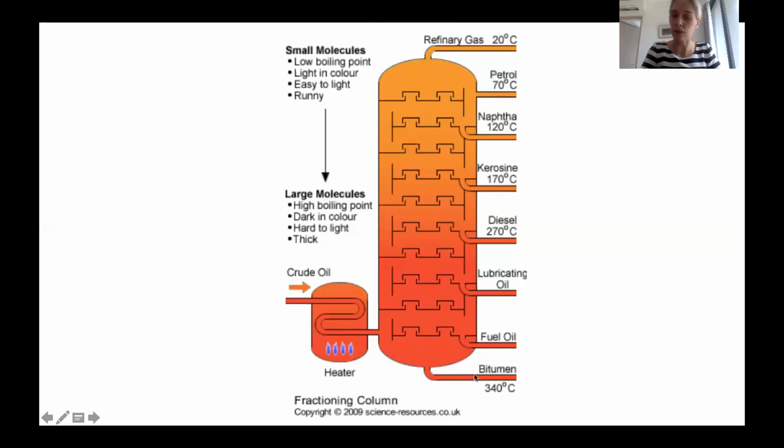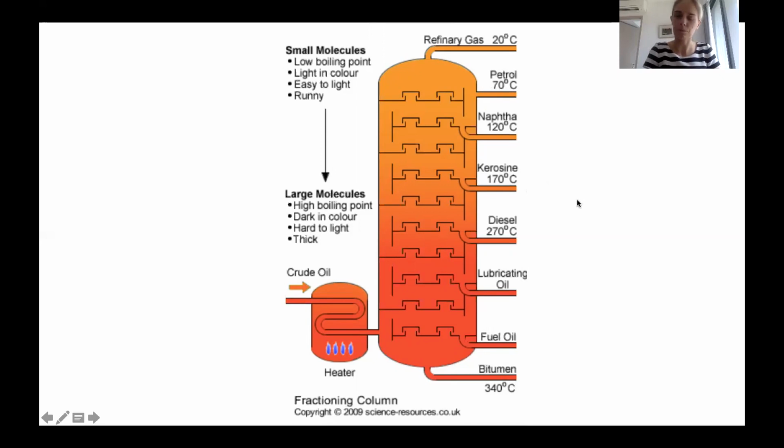So bitumen is the biggest hydrocarbons, followed by fuel oil, lubricating oil, diesel, kerosene, naphtha, petrol. And refinery gases are our methane, ethane, propane, our tiny little alkanes, the one we mostly look at. Petrol is around the hexane to decane section, so our 6 to 10 bit. And then all of these are far bigger carbon chains than we talk about in our alkanes course. So note our small molecules are collected at the top with their low boiling point, their runniness, etc. Our large molecules with their high boiling point and their viscousness are collected at the bottom. So bitumen is a bigger molecule with a higher boiling point than petrol, which is a smaller molecule with a lower boiling point.